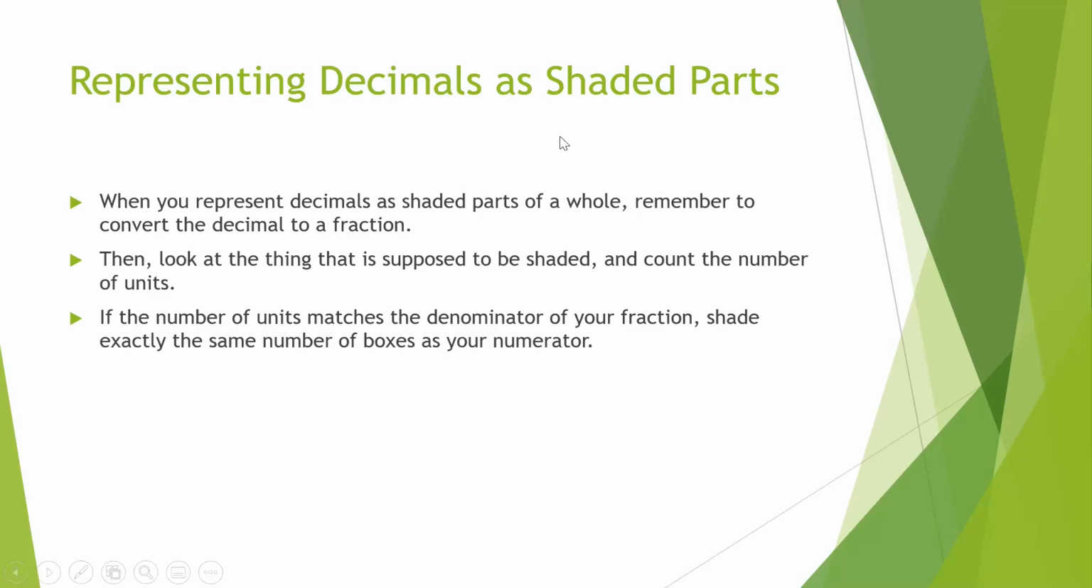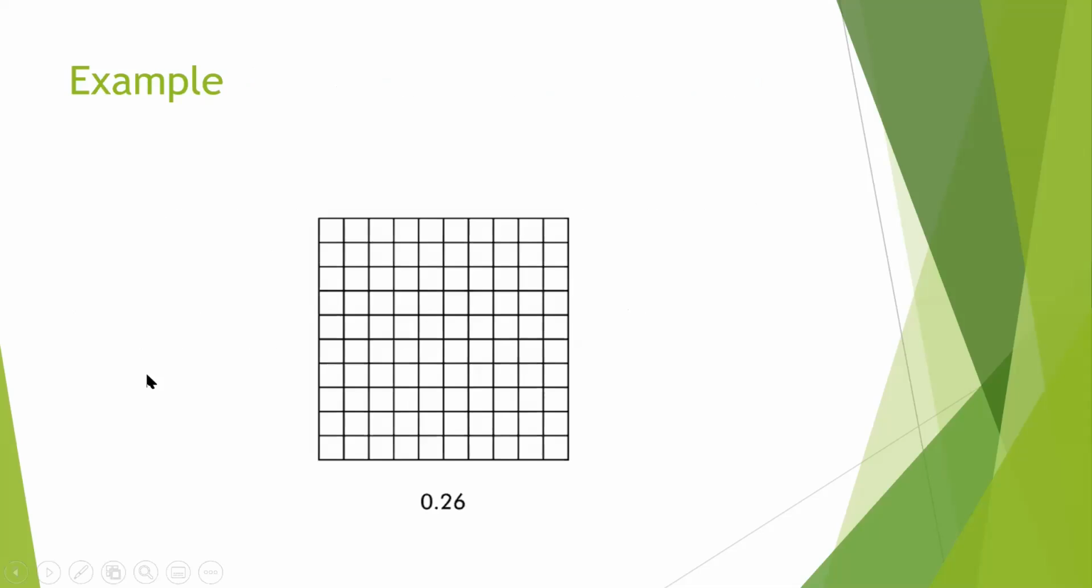So representing decimals as shaded parts. When you represent decimals as shaded parts of a whole, remember to convert the decimal to a fraction. Then you should look at the thing that is supposed to be shaded, usually a grid or something, and you count the number of units you're supposed to shade. If the number of units matches the denominator of your fraction, then you can shade exactly the same number of boxes as the numerator, or the number on top. So I have an example here.